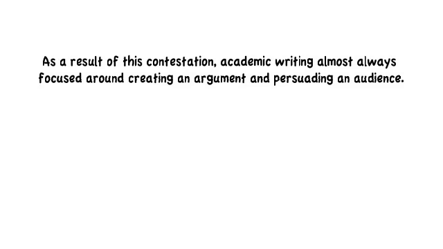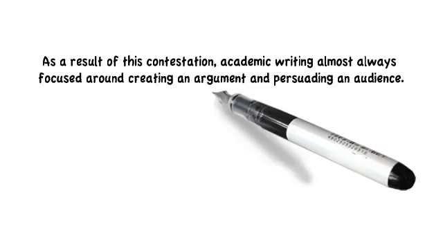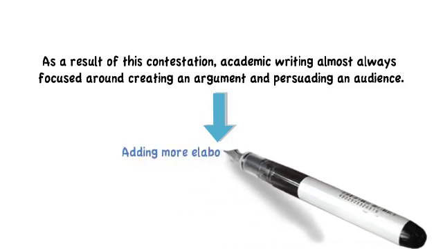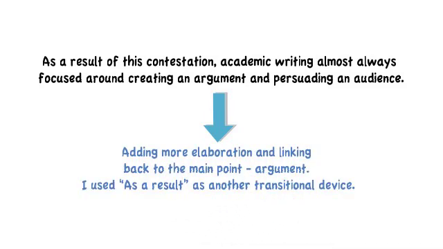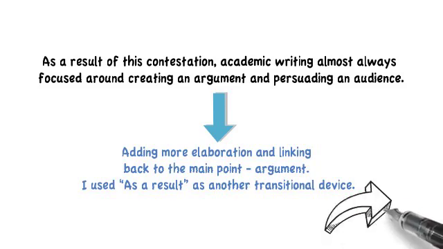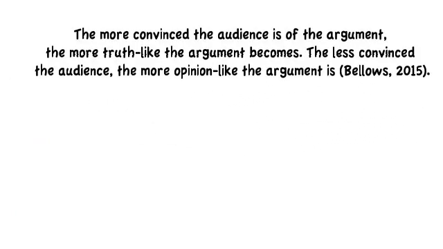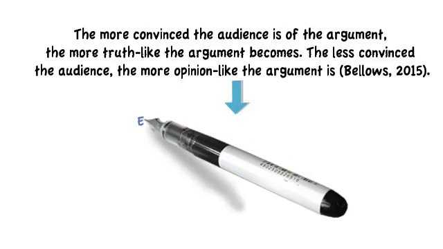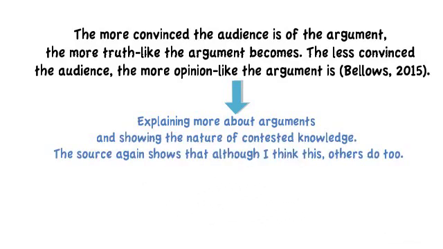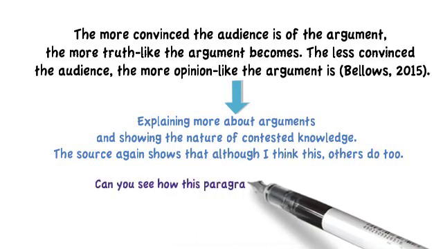As a result of this contestation, academic writing is almost always focused around creating an argument and persuading an audience. So again, it links back to the main point, the main argument of the paragraph, and I used as a result as another transitional device. Now you don't want to overuse these transitional devices, you want to use them sparingly to help you link. The more convinced the audience is of the argument, the more truth-like the argument becomes. The less convinced of the argument, the more opinion-like the argument is. Explaining more about arguments and showing the nature of contested knowledge is further elaboration on the main point. And the source again shows that although I think this, others do too. So that's evidence for my argument.